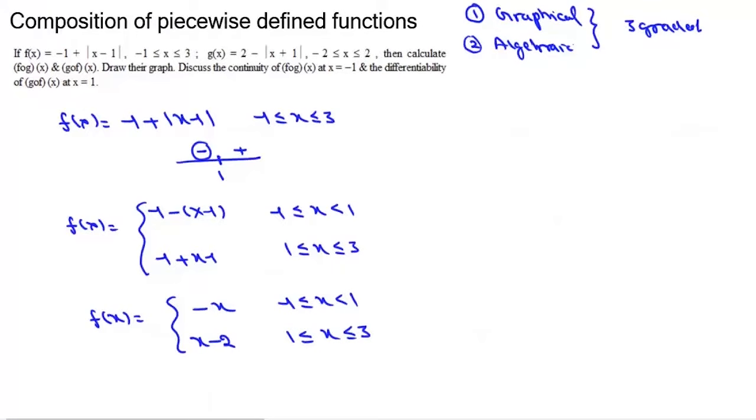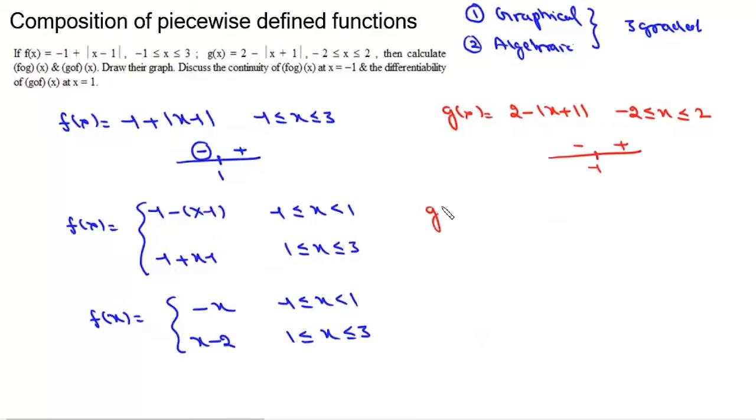Now we look at our function g(x). Now g(x) is defined as 2 minus mod of (x plus 1) when the value of x lies between minus 2 and plus 2. x plus 1 has a critical point at minus 1. This is plus and this is minus.